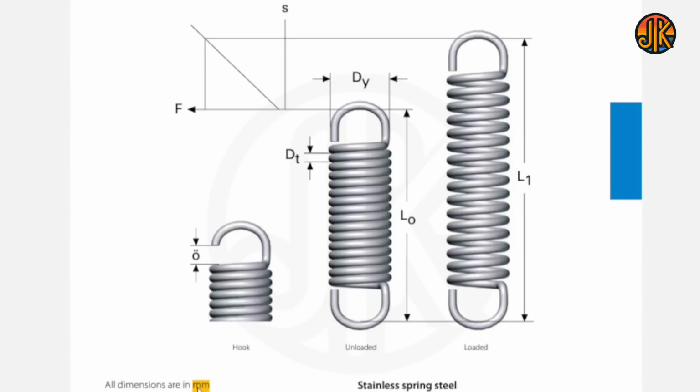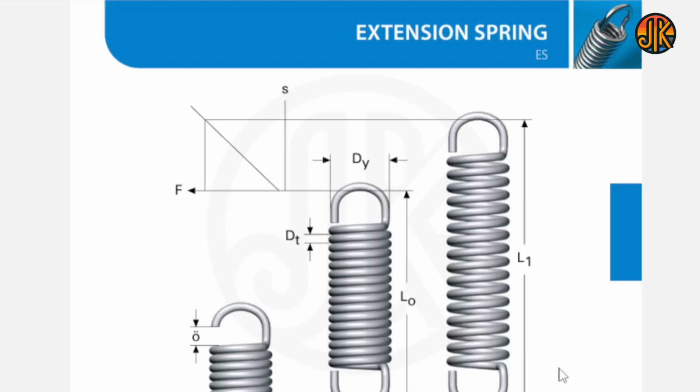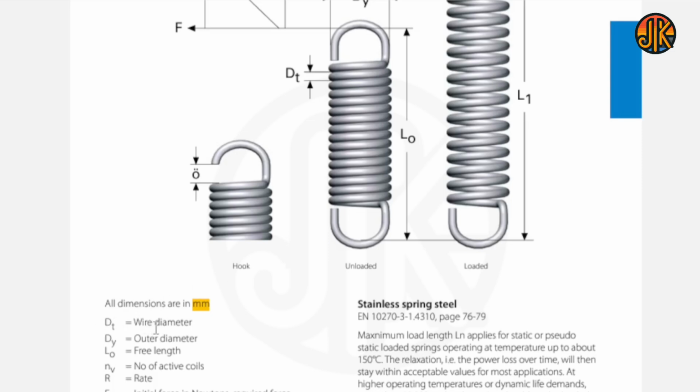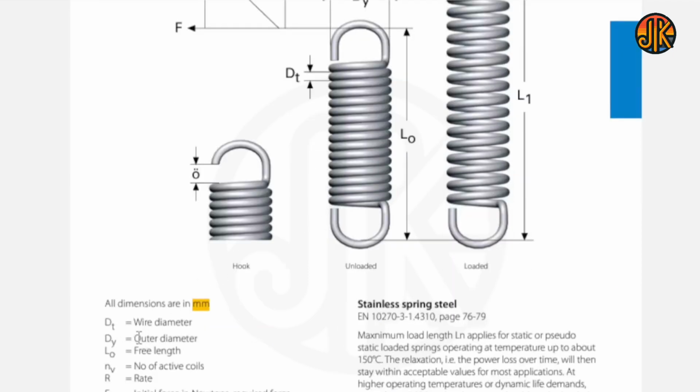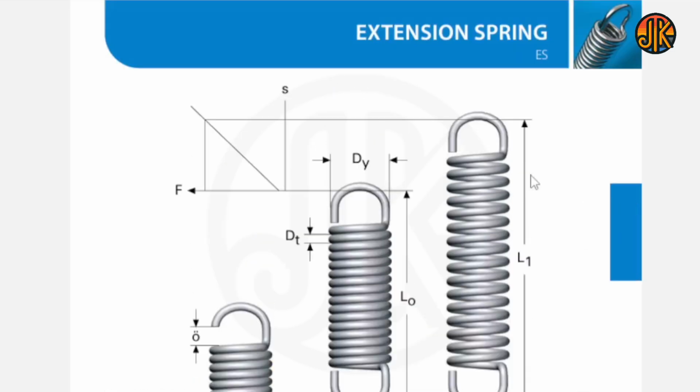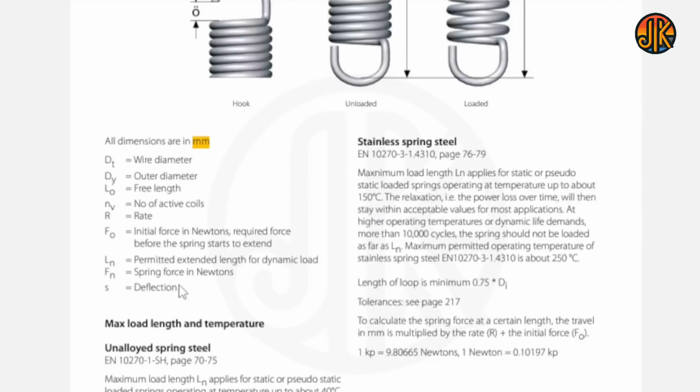It's important to use units of the international system such as millimeters in this case. We have the values of the diameters and lengths that we are going to use. We start with the diameter of the wire. We have the outer diameter. It's important to take into account the free length, the unloaded length, and the standard leg for your dynamic load.